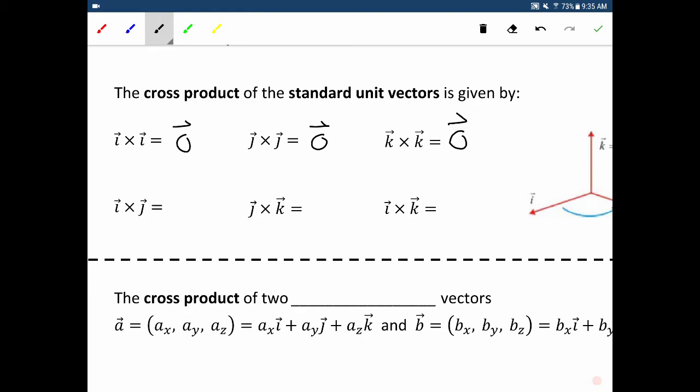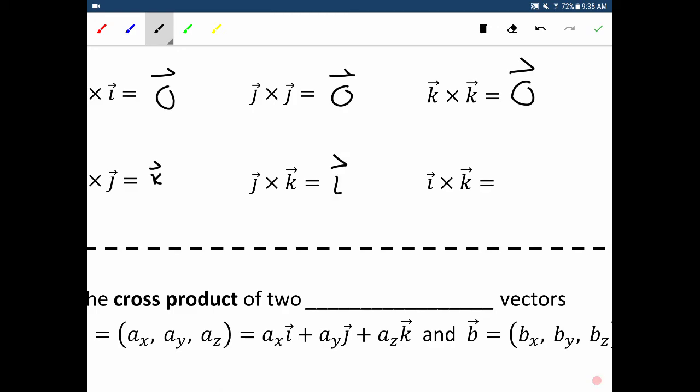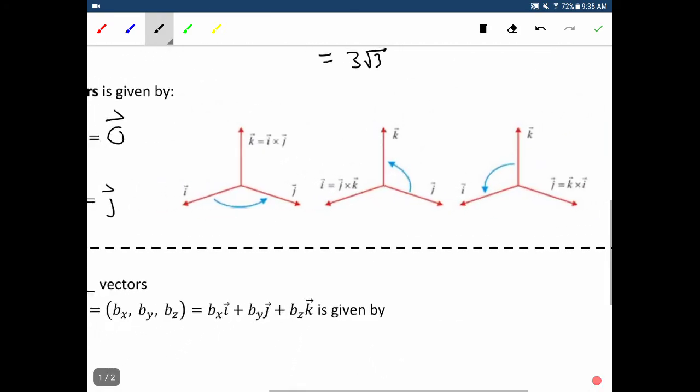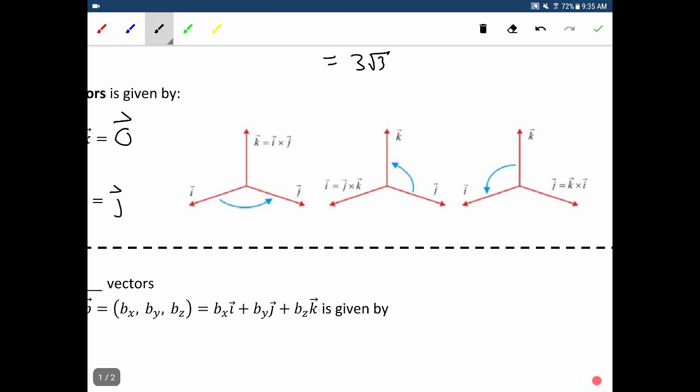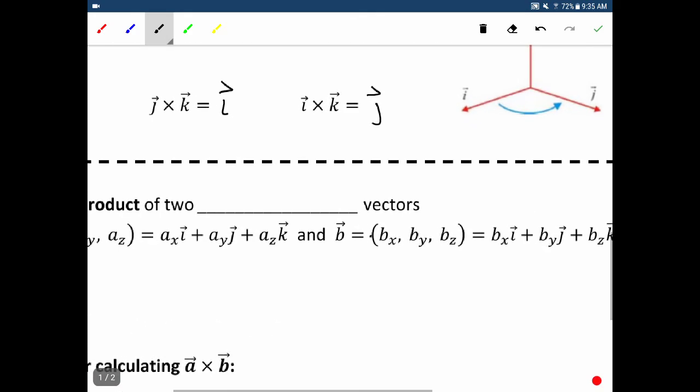Straightforward. I cross J. So this is kind of neat, and it makes sense when you think about it, because of course, what's perpendicular to both I and J? And the answer, of course, is K. What's perpendicular to both J and K? The answer is I. And I and K would give us J. Okay? Sort of obvious when you think about it, but there's the picture to illustrate it. Okay? Yeah, because this is just your x, y, and your z axes basically. Okay. All right. So the cross product of two algebraic vectors.